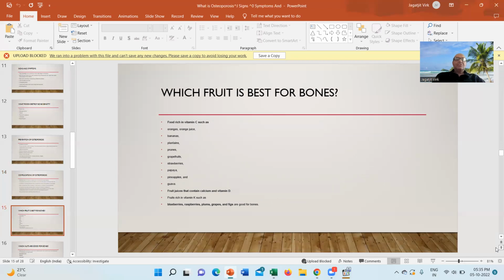Which fruit is best for bones? Food rich in vitamin C, such as oranges, orange juice, bananas, plantains, prunes, grapefruit, strawberries, papaya, pineapple, and guava. Fruit juices that contain calcium and vitamin D fortified. Fruits rich in vitamin K, such as blueberries, raspberries, plums, grapes, and figs, are good for bones.